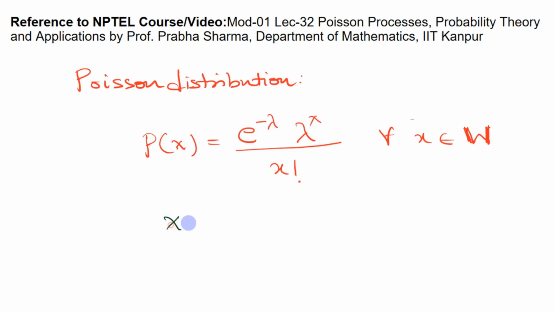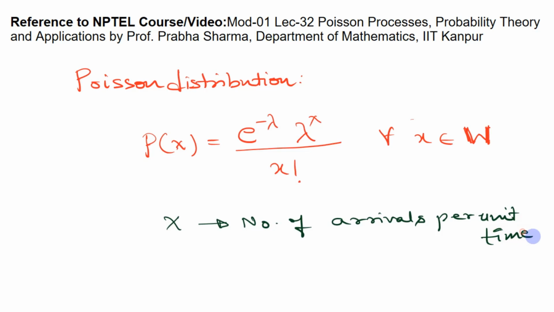So let's write here: x is the number of arrivals per unit time, and lambda here is the average arrival rate. So let's write here average arrival rate.